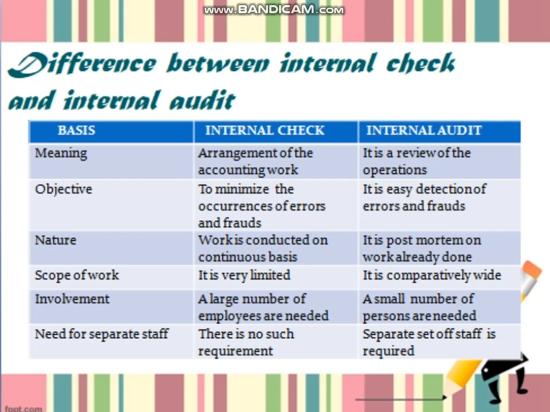already done. The scope of work of internal check is very limited, while the scope of work of internal audit is comparatively wide. In internal check, a large number of employees are involved, but in case of internal audit, a very small number of persons are involved. And for doing internal check, it is not necessary that there should be separate staff. But in case of internal audit, an internal auditor should be appointed for doing the internal audit.